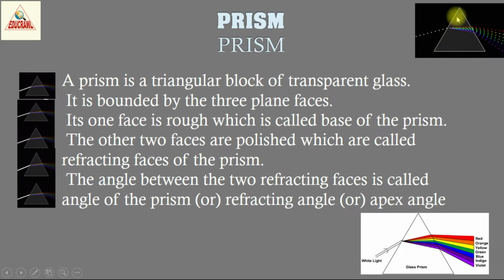The other two faces which are polished are called as the refracting faces of the prism. The angle between the two refracting faces is called as the angle of prism. This is the angle of prism and it is also called as refracting angle or the apex angle.